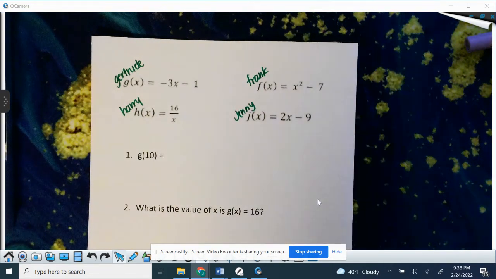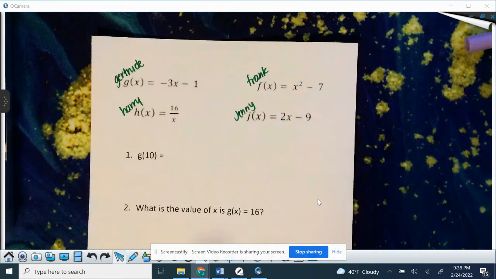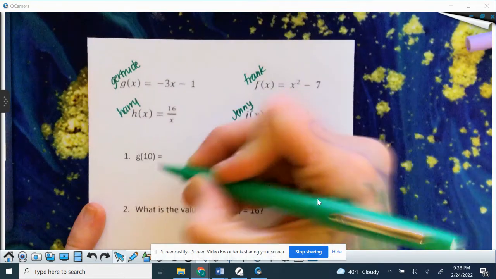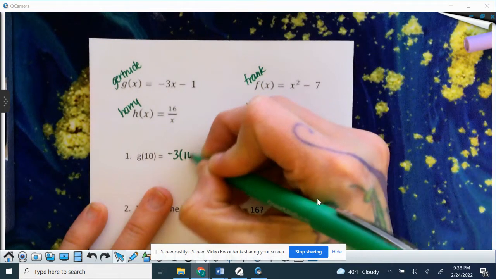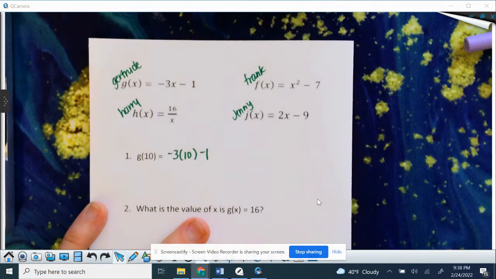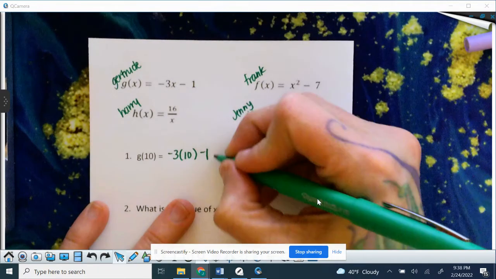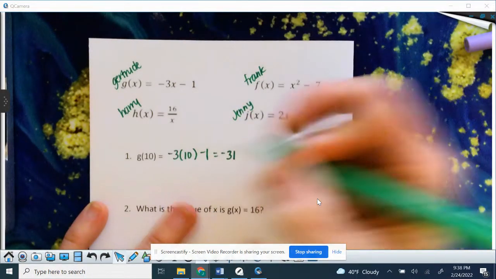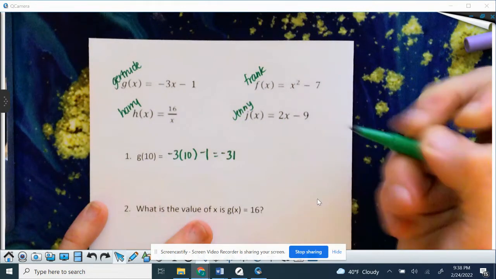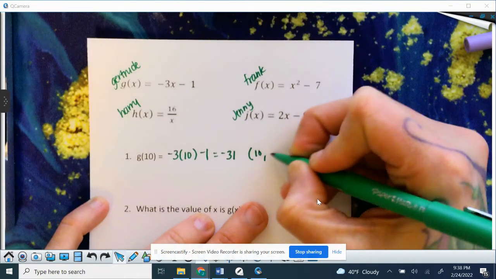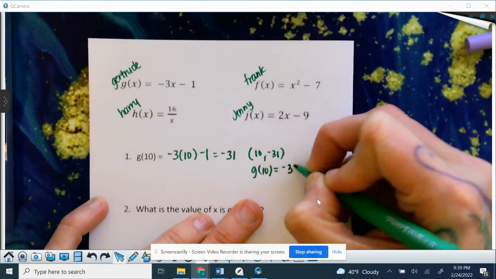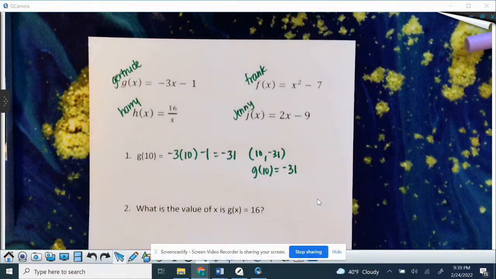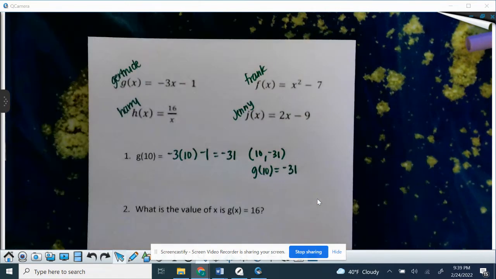So it's just notating exactly which function you're supposed to use. In this case, you have to be very careful that you don't get excited because you see an equation you like better and jump on the wrong one. Like number 1 is g of 10. So I need to go to function g of x. x was replaced with a 10, so I'm going to do exactly that in my equation. Negative 3 times 10 is negative 30, minus 1, gives me negative 31. So when x is 10, y is negative 31, or g of 10 is equal to negative 31. That's where we put a 10 in the place of x.